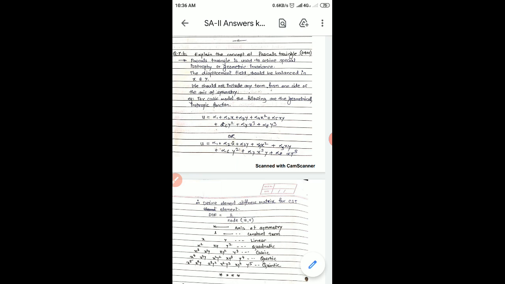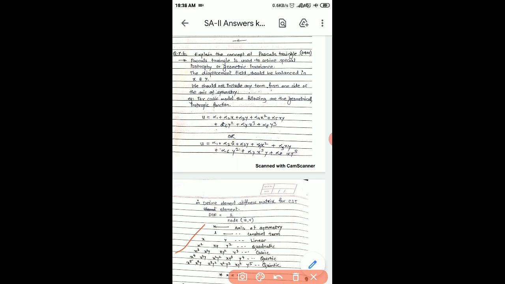For example, the cubic model of the following is a geometrically isotropic function. So u equals a1 plus a2x plus a3y, and similarly alpha 1 plus alpha 2x plus alpha 3y. We are going to derive this element matrix in terms of the constant strain triangle element. So here the degrees of freedom equal 2 per node, in the u and v directions.